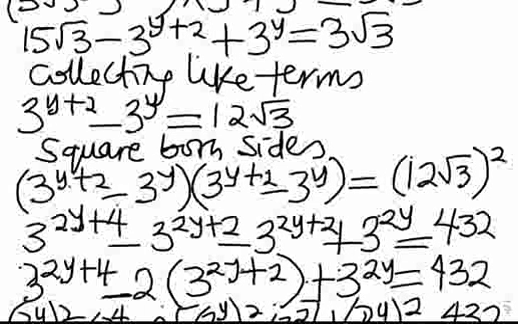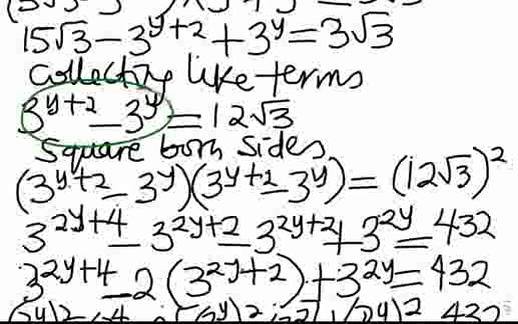In collecting our like terms, the 15 root 3 minus 3 root 3 gives this 12 root 3. Then these two are crossed to the other side so that I can make this to become positive. When you cross this, it becomes positive 3 raised to power y plus 2. This one crossing also makes it minus 3 raised to power y. Now the next thing I have to do, in order to solve for y, since I have y left, I have to square both sides to remove this square root.